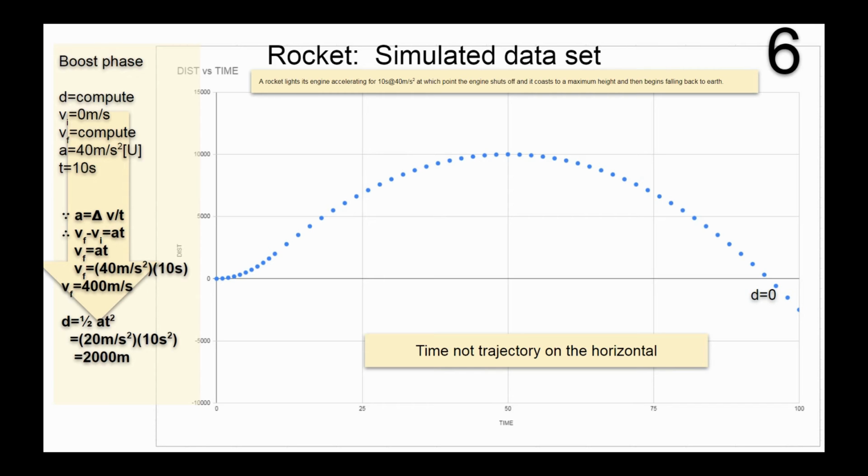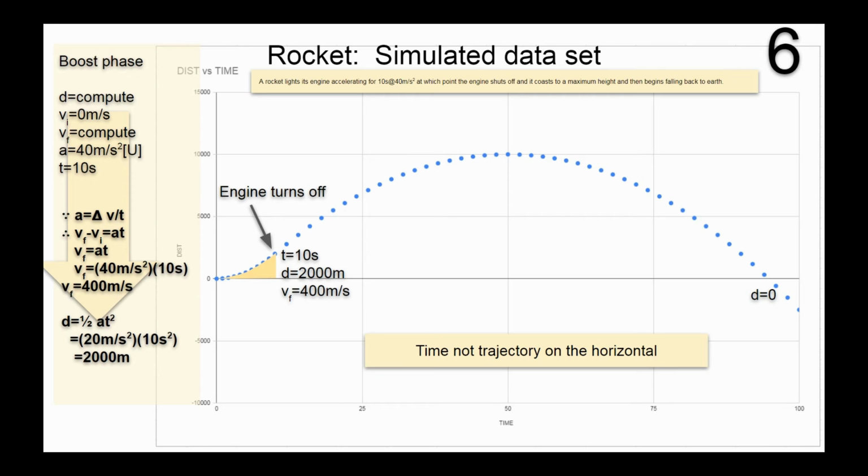Now we move down into the d equals 1/2 at squared. We knew the acceleration to begin with, and we knew the time, so without any calculated values, we can find the distance as 2,000 meters. Let's use our common sense again. The rocket peaked at 400 meters a second from 0. So its average speed in the boost phase was 200 meters a second for 10 seconds. That's 2,000 meters in height. It's perfect. So that's what happened in the first 10 seconds.